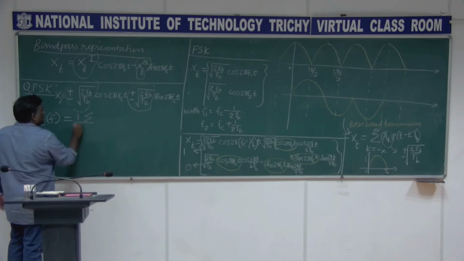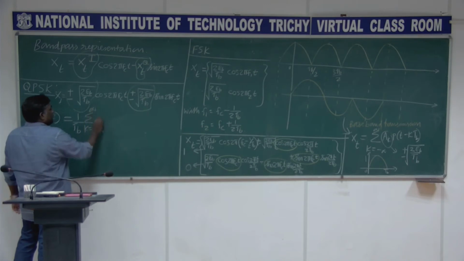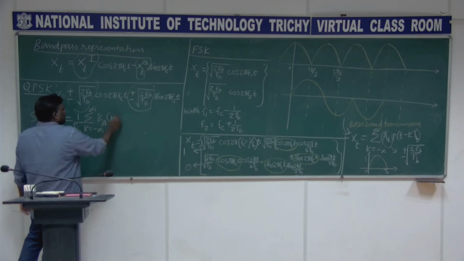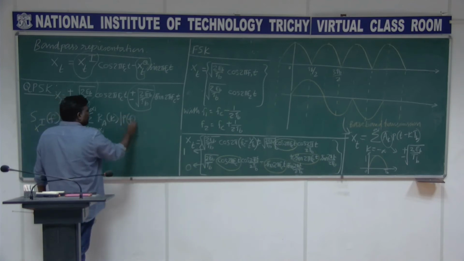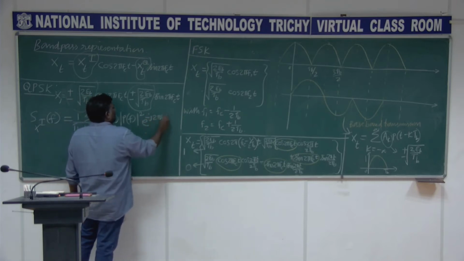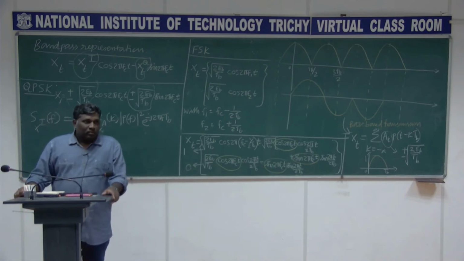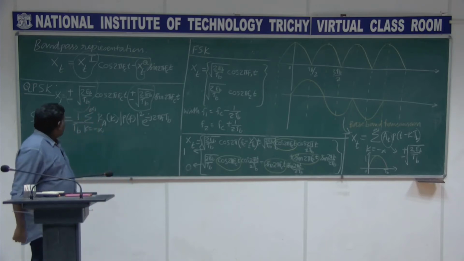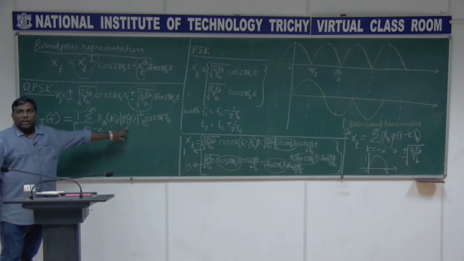1 by T_B, sum over k equal to minus infinity to plus infinity of R_A of k, times the magnitude square of P of f, times e power minus j 2 pi f T_B. That is the spectral density, for both the cases. This P of f is the pulse.